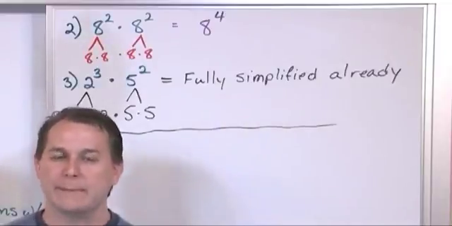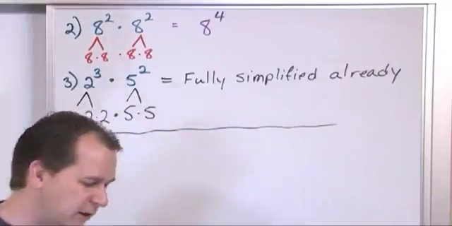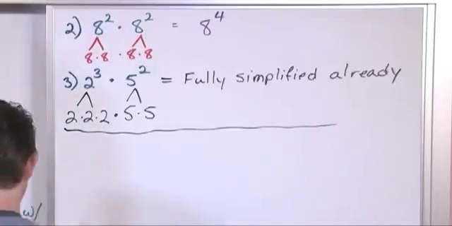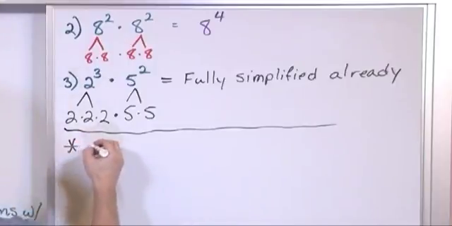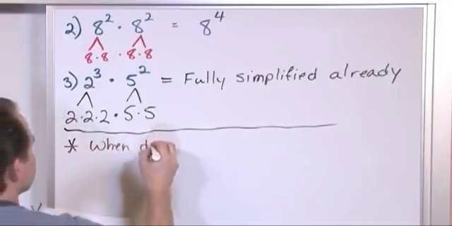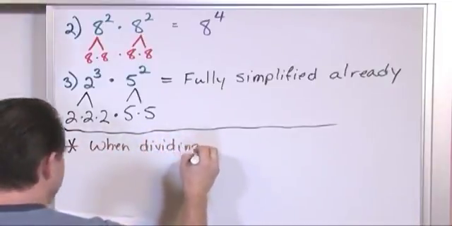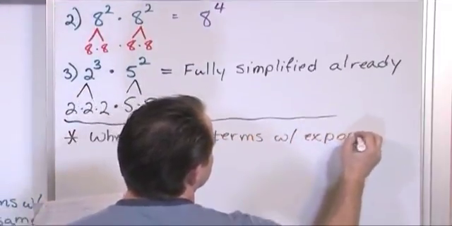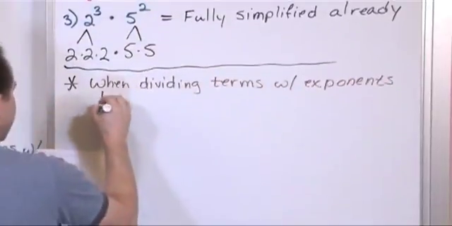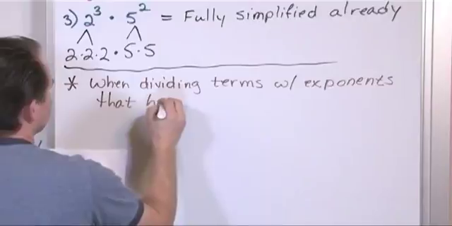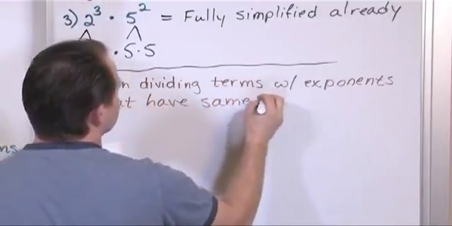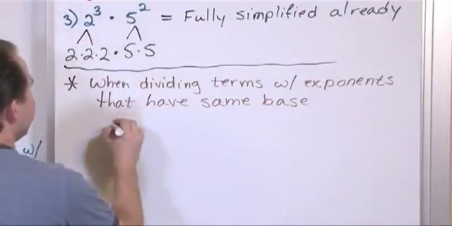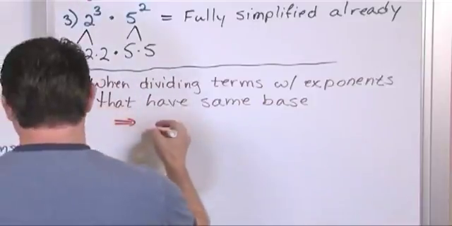Now, a similar rule happens if you're dividing numbers with exponents. So let's talk about that. Let me switch colors here a little bit. Okay, put a little star here so you'll remember this. When dividing terms with exponents that have the same base, in that case, we simply subtract the exponents.